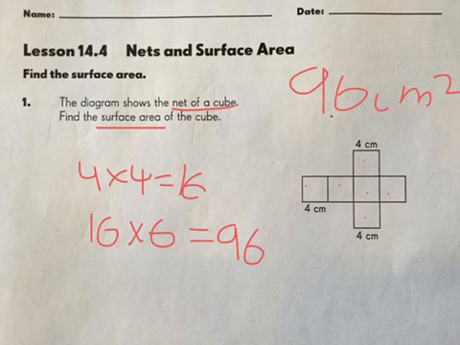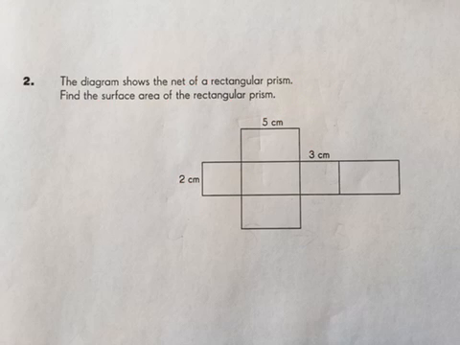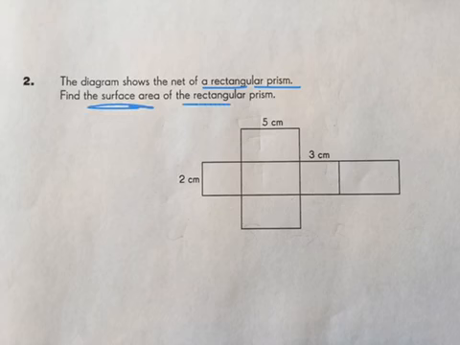And we can tell because there are 6 faces, and a cube has 6 faces, which is why I did 16 times 6. So this question says, the diagram shows the net of a rectangular prism. Find the surface area of the rectangular prism.